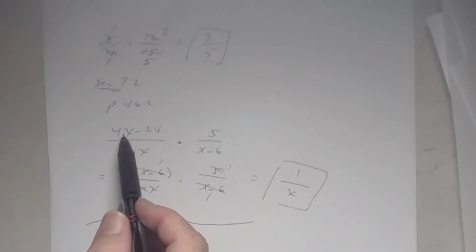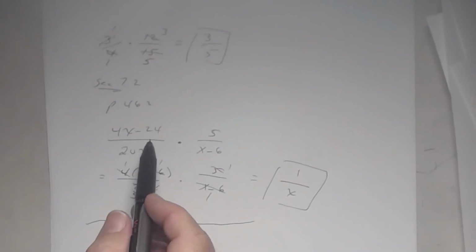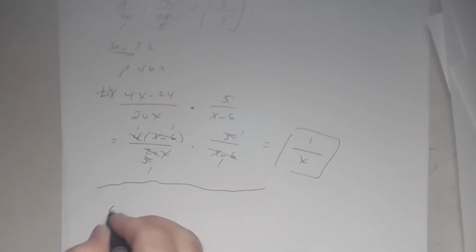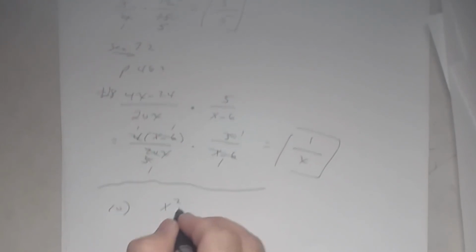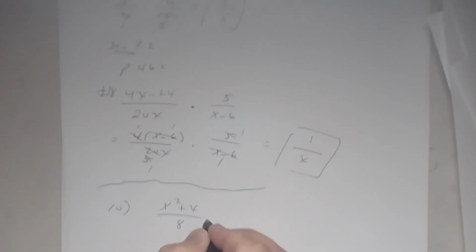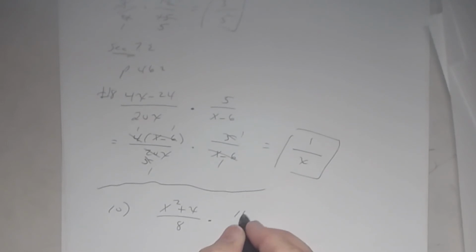All right, so now let's look at this. That was number 8. Okay, let's say this is number 10. You have x squared plus x divided by 8, times 16 over x plus 1.